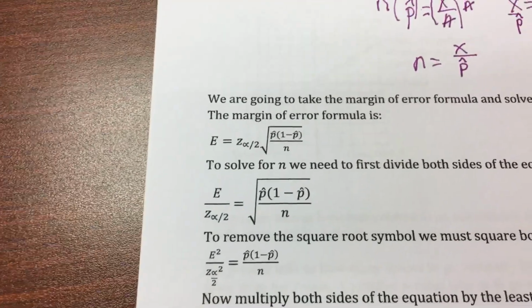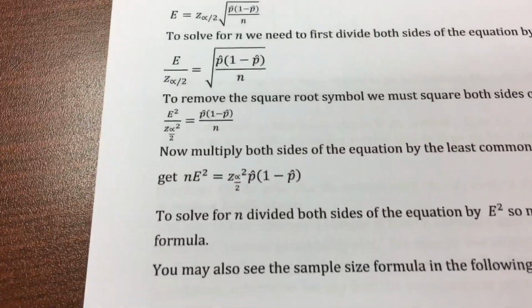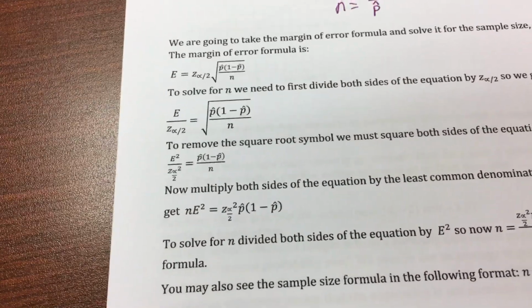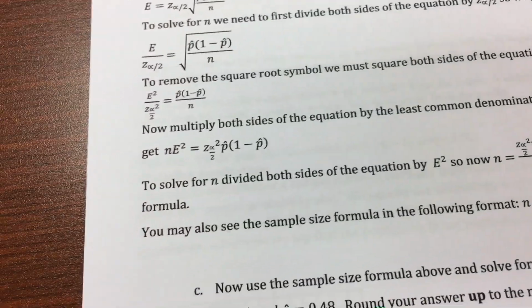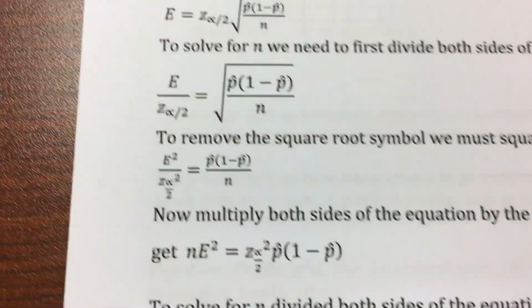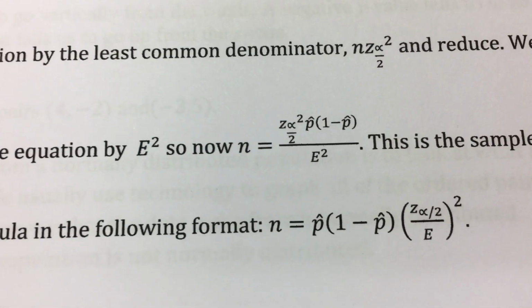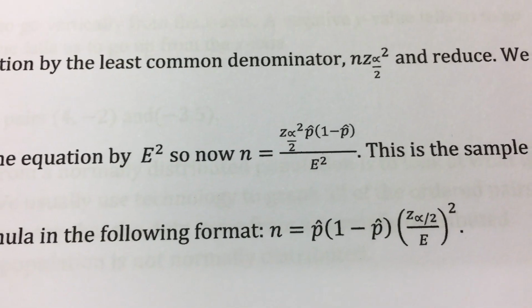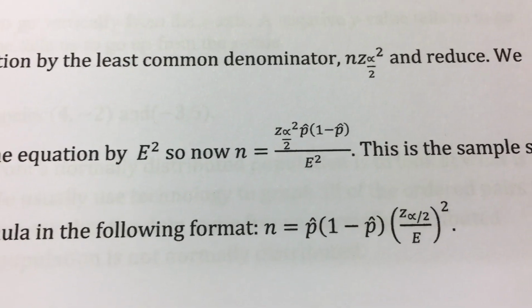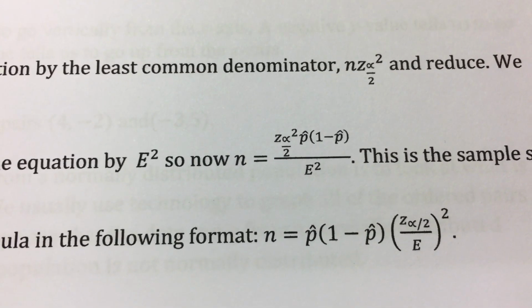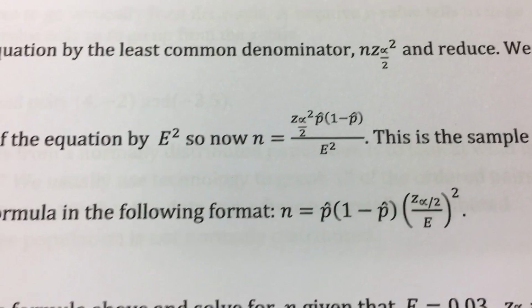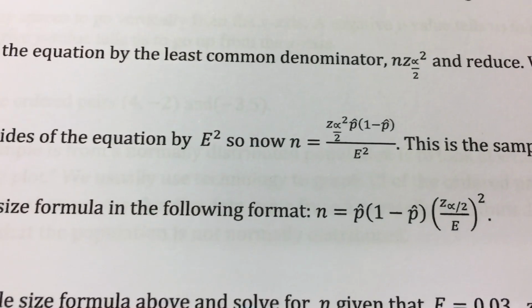Okay. There's some other formulas called the margin of error. You can kind of follow through and see what's going on here. But notice they're going to ask you, once you follow through this, your margin of error formula, you finally rearrange it and you come up with this. N equals p hat times 1 minus p hat times z alpha divided by 2 divided by your margin of error squared. That's called your sample size formula.